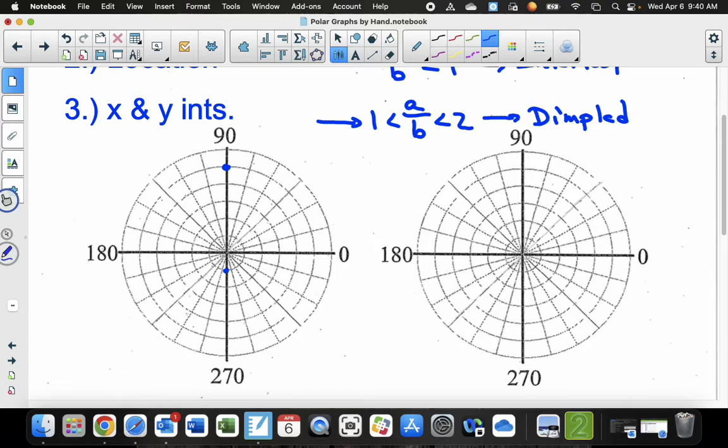All right, let me quickly hand out a sheet and let's go through a couple of examples so you can see this in practice, and then I'm going to give you a chance to practice it.